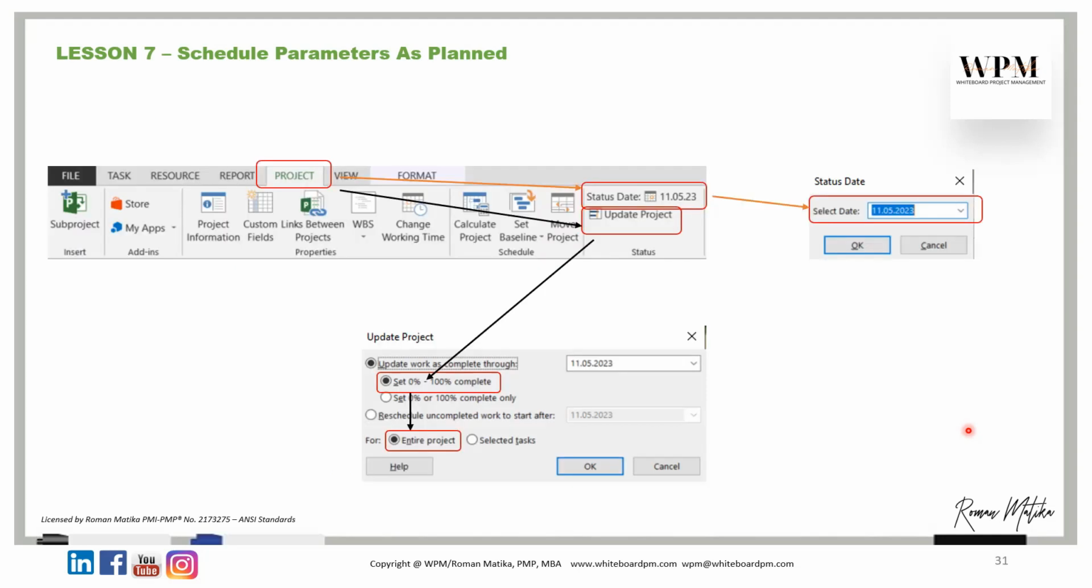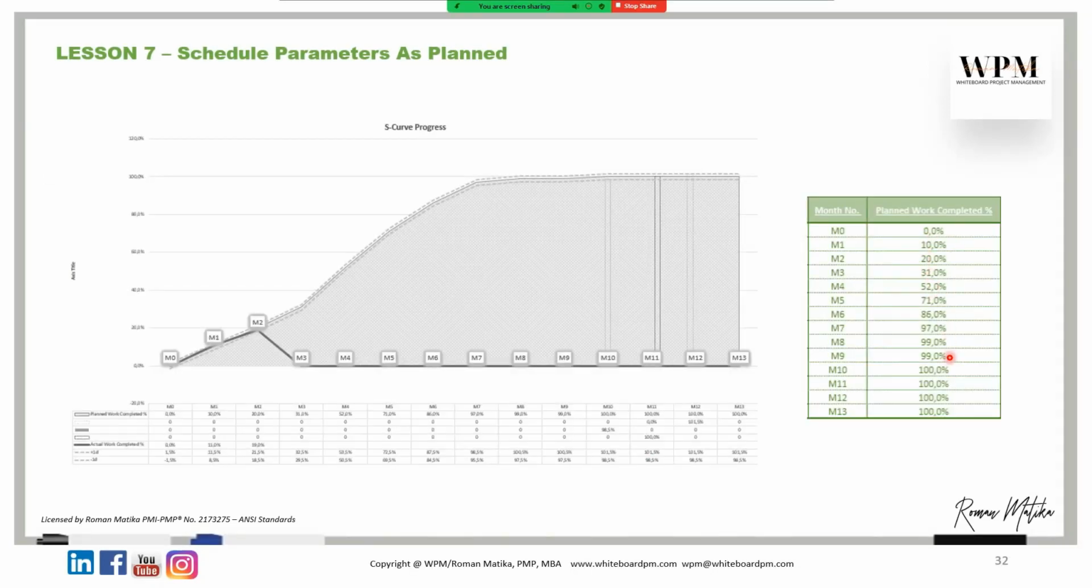Now, baseline plan steps: how to create the updates and collect the information from the schedule as it's planned. First, you go to project. Then you set status date. You select the date from here. You update the project. You set the updates 0 to 100 and entire project and hit OK. If we say that the project starts from this date, the project will be updated every week. We set this date and we follow the update 0 to 100, entire project, OK. And then we see the percentage of the completion.